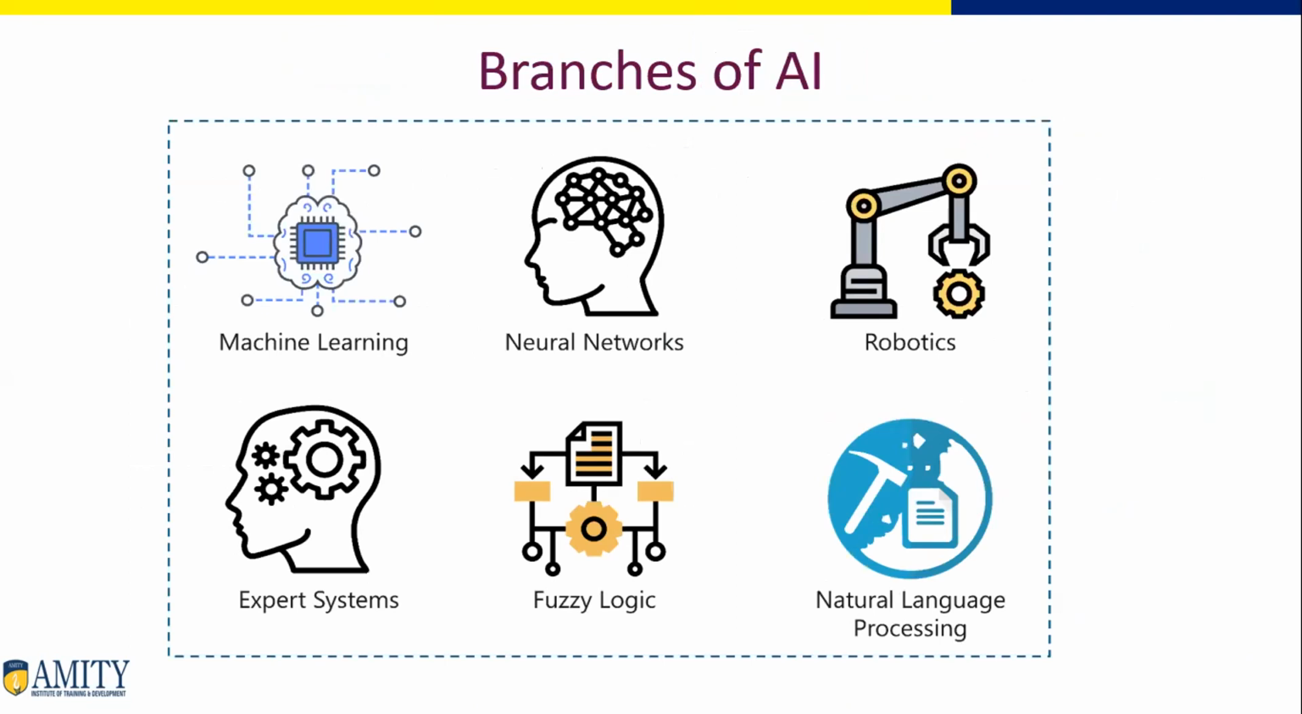Now you must have heard about the branches of AI. Just now we discussed the types of AI, but now there are some branches of AI. Anyone, any idea about these branches where all these AIs are being used? One is machine learning. Nowadays, machines learn themselves.